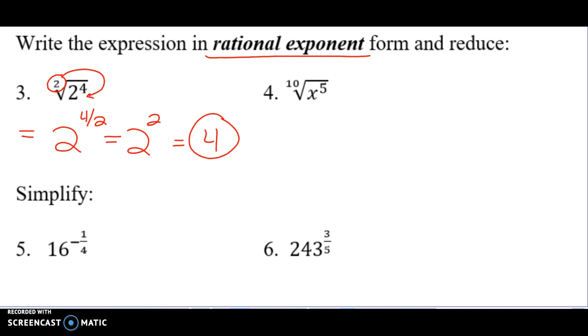Okay. Number 4, the root becomes the denominator. X to the 5/10 reduces to x to the 1/2.